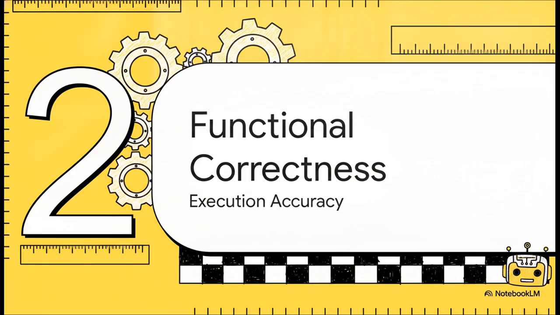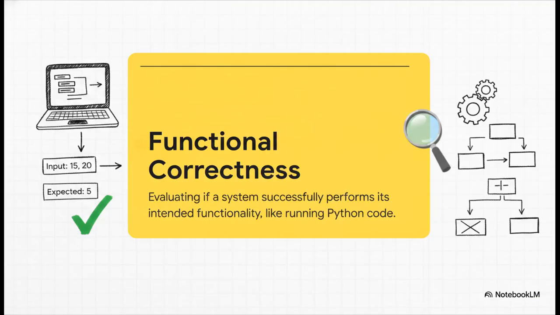Section 2. Measuring functional correctness. So, how do engineers wrangle this open-ended chaos? They bring back the math. Exact, rigid measurements. And that brings us to functional correctness. This is basically the ultimate no-nonsense metric. It asks one simple thing. Did the AI actually do the job you asked it to do?